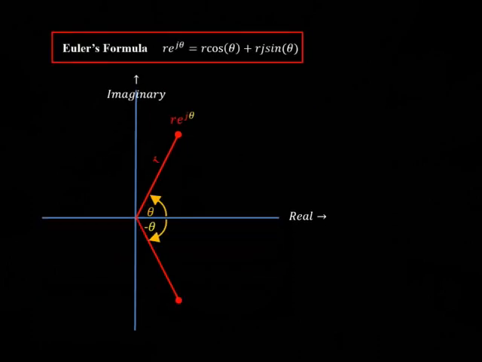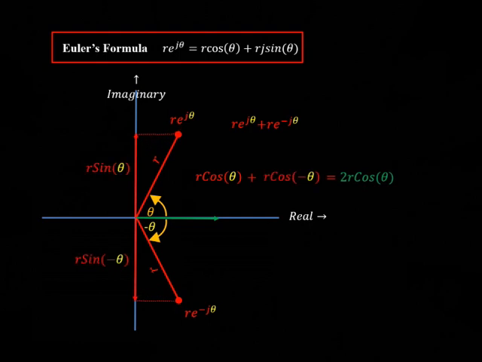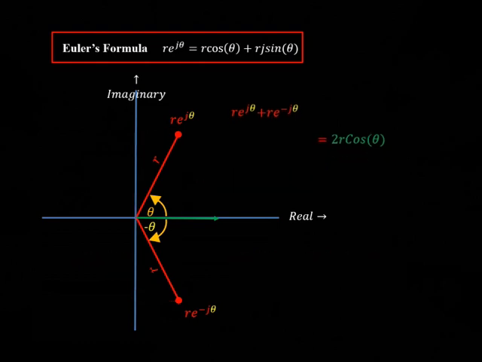Let's add two complex numbers in polar form, and in this particular case, one of them is the complex conjugate of the other one. We will be using Euler's formula in order to derive an expression that we tend to use a lot in DSP. We note that the components on the real axis are the same, and they add together and form 2r cosine of theta. The components on the imaginary axis are the same, but they go in opposite directions, therefore they add to 0.